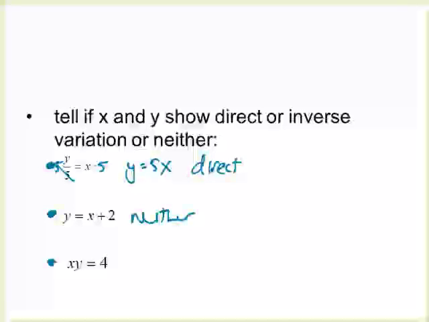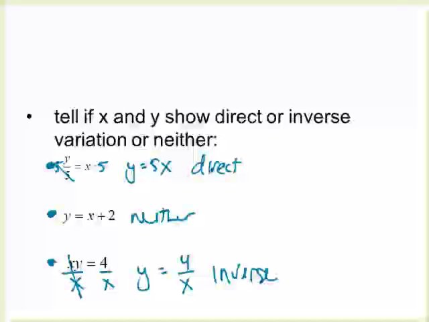The third one, we need to get y alone. What do we need to do that? Divide by x. So we get y is equal to 4 over x, and would that be direct, inverse, or neither? Inverse, because it's division with x on the bottom. And that's really important to note that distinction. That's a common mistake for students.